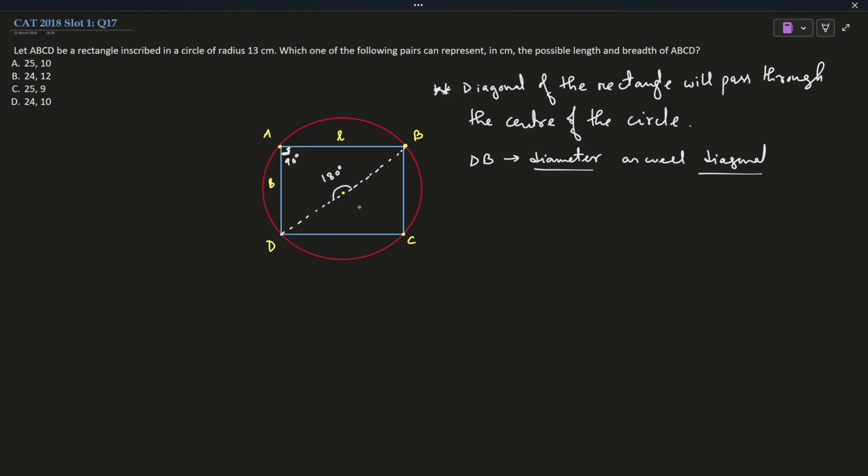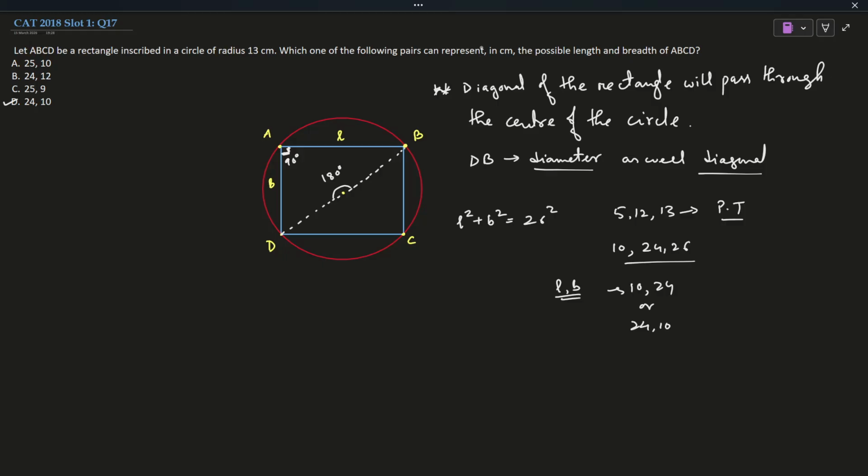Now this is 26, so I can say L square plus B square equal to 26 square. Okay guys, and there's a Pythagoras triplet 5, 12, 13. If I multiply this by 2, I will get another Pythagoras triplet 10, 24, 26. So the length and breadth can be 10, 24 or 24, 10. So the correct answer will be option D. Okay, this is a very simple question guys.